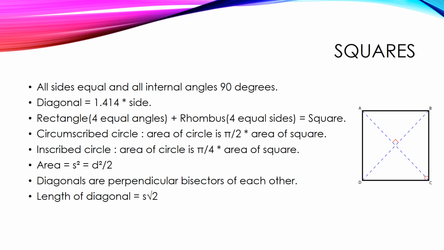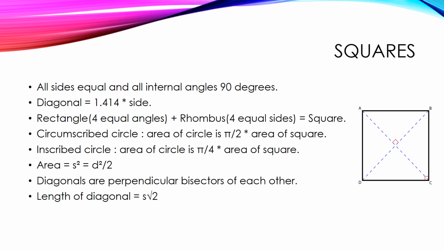A square is a four-sided regular polygon with all sides equal and all internal angles 90 degrees. If the diagonals of a rhombus are equal, then that rhombus must be a square. The diagonals of a square are about 1.414 times the length of a side of the square.